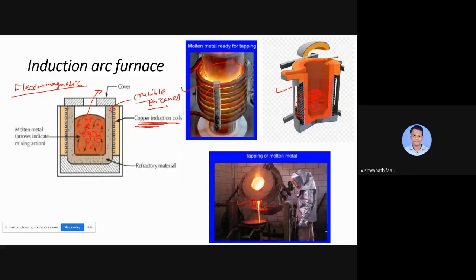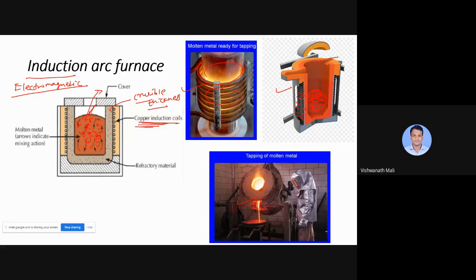So this is the working of this induction furnace. We use the copper coils, and to the copper coils we supply the high frequency current. As we supply the high frequency current, the secondary current will be induced into the metal charge. This metal charge will offer resistance because these are separate parts, and this resistance will generate the heat, and that heat is used to melt this.